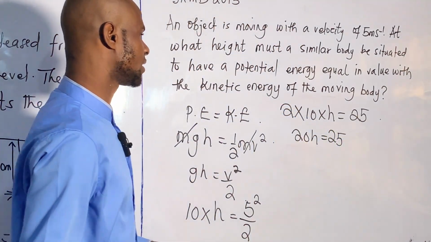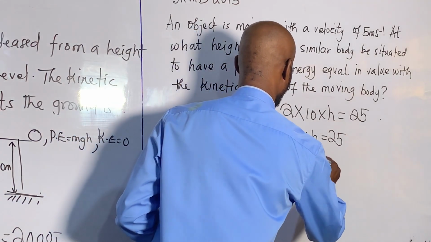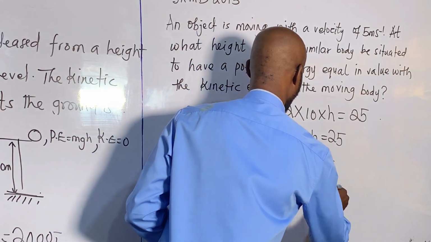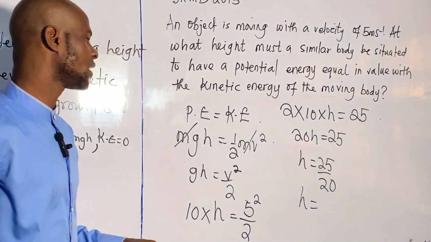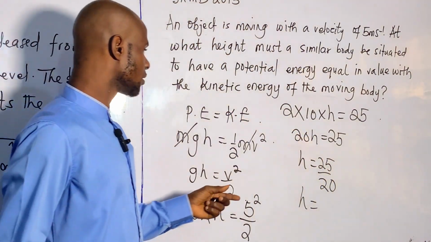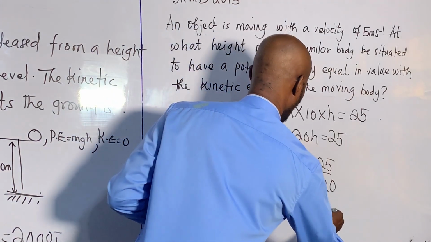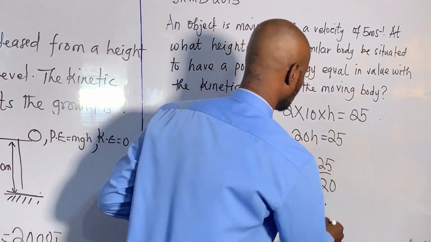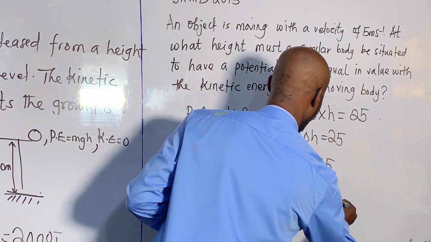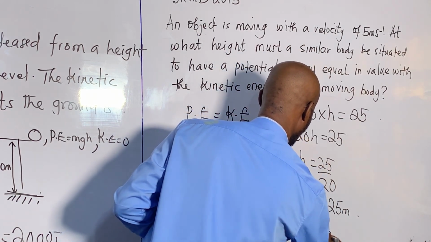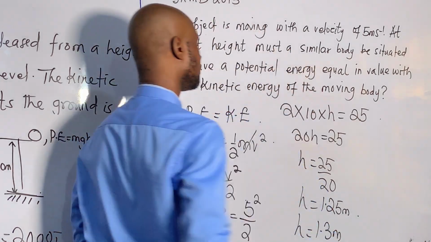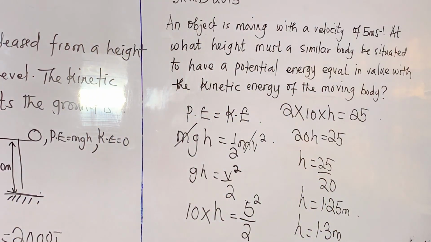Divide both sides by 20. So we have h equals 25 divided by 20. Then h equals what? So we can say h equals 1.25 meters, which is also equivalent to 1.3 meters. And that ends the question.